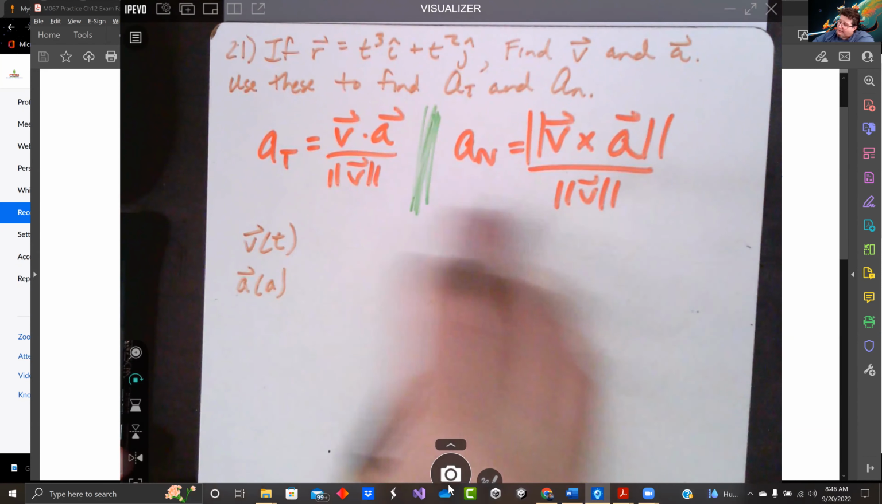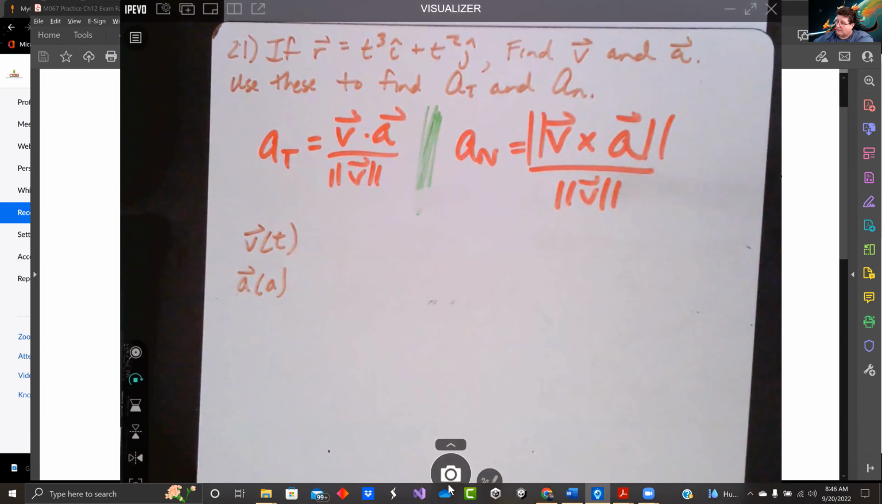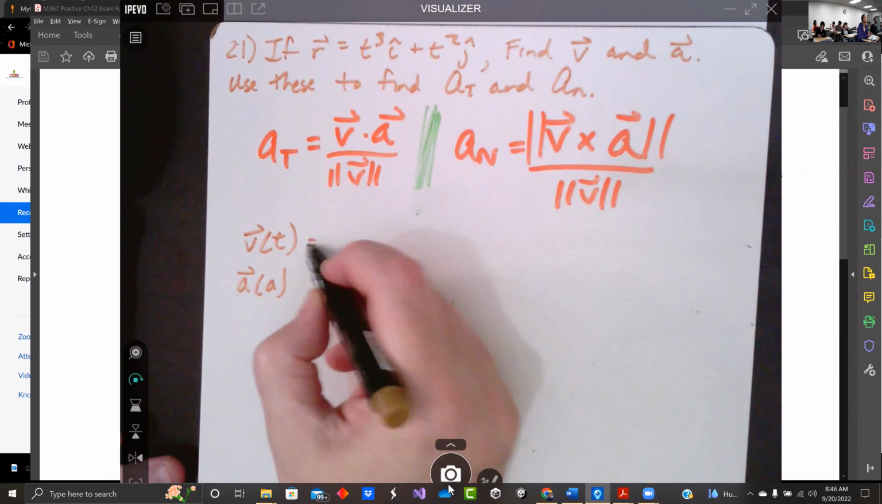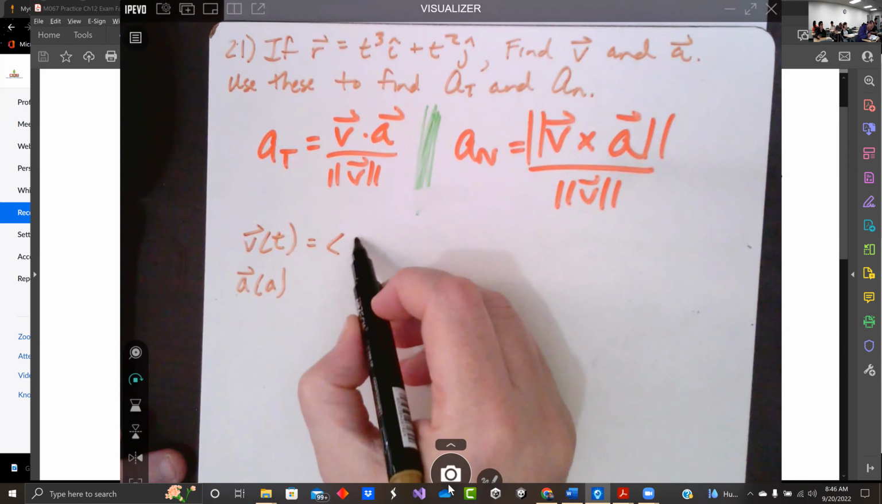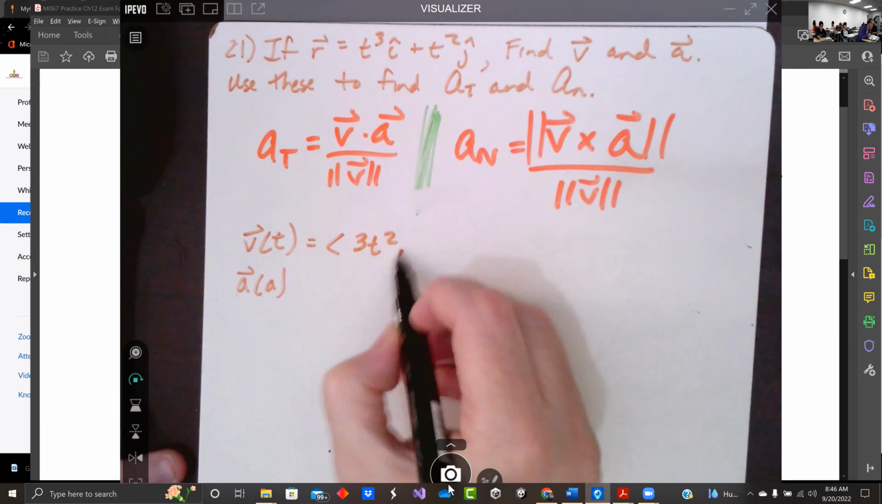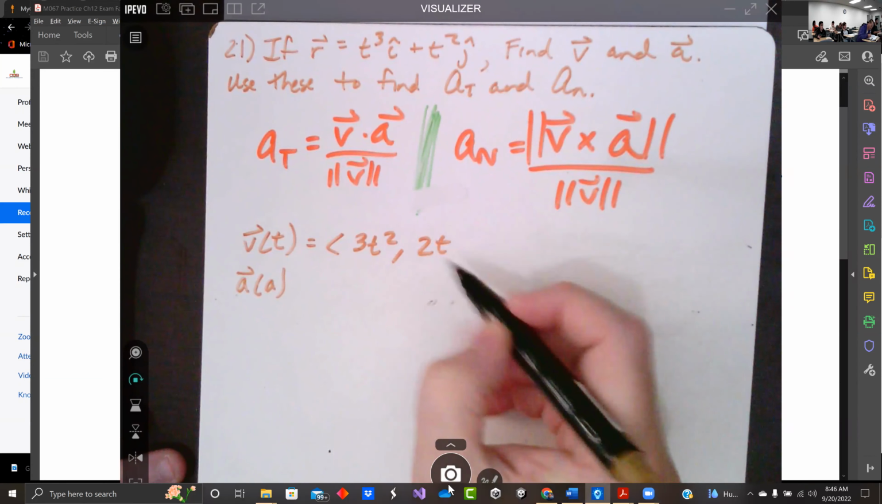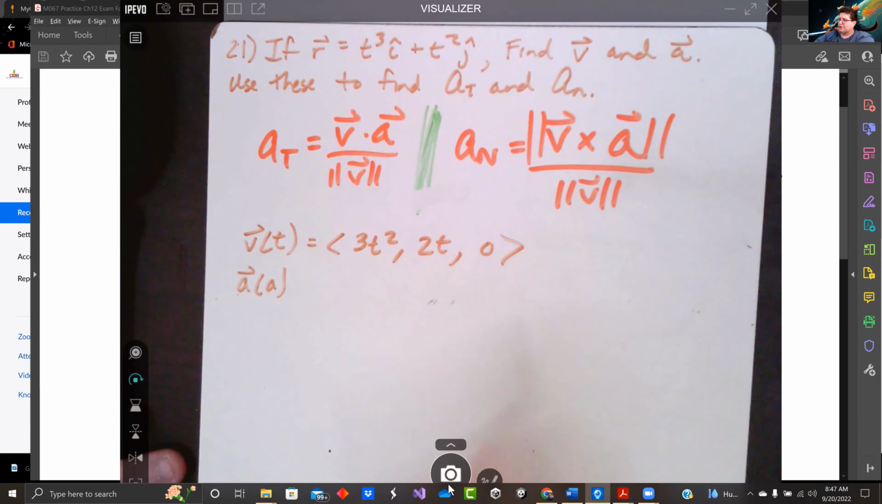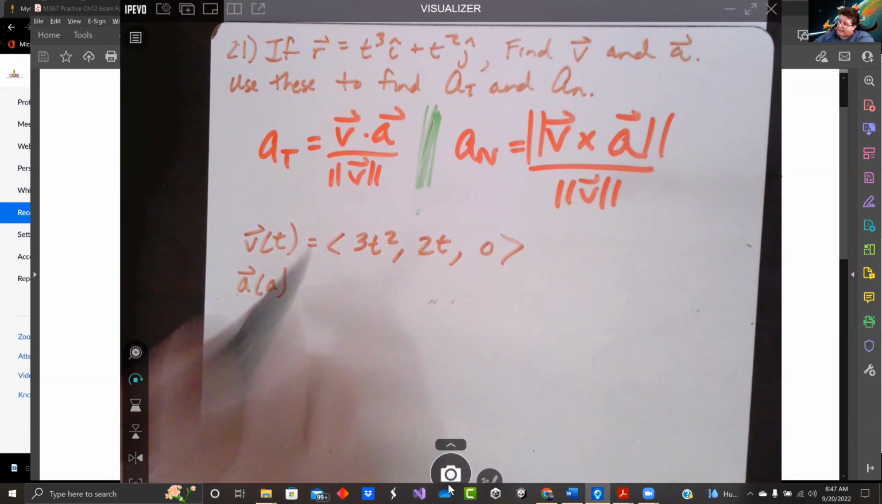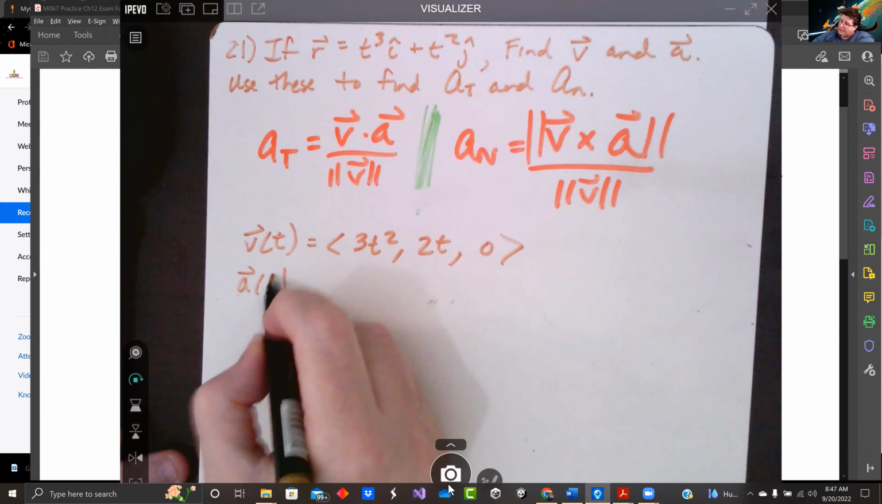What's B and A here? 3t squared, 2t. And I'm going to put 0, because if you only have 2 dimensions, you need a third dimension to do the cross product. That says A of A, like a champion.